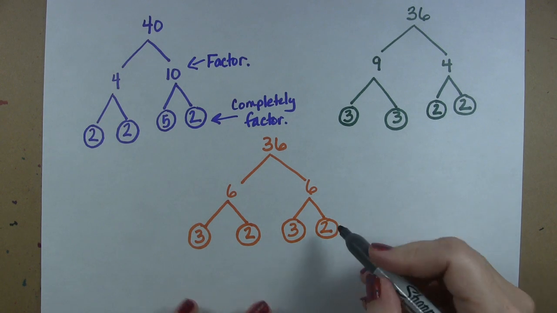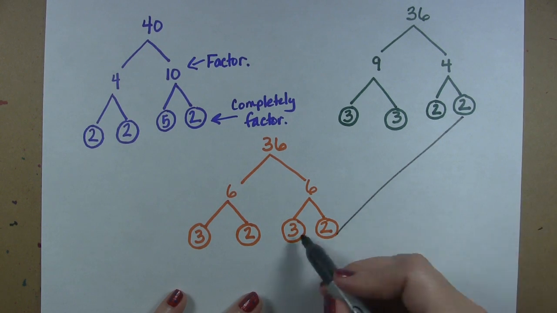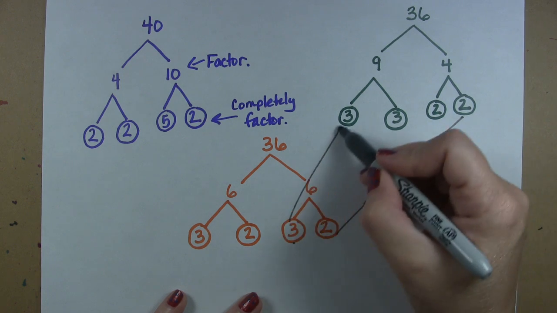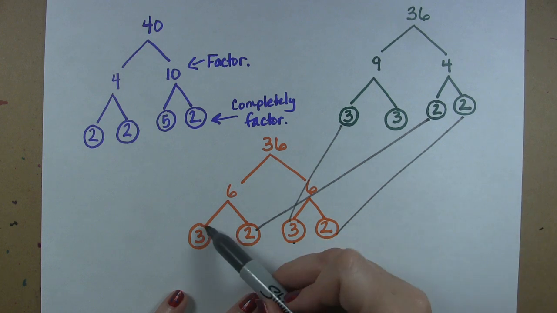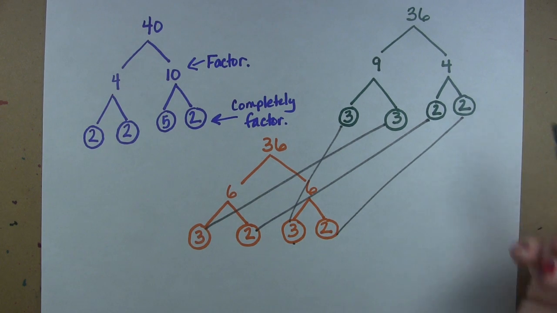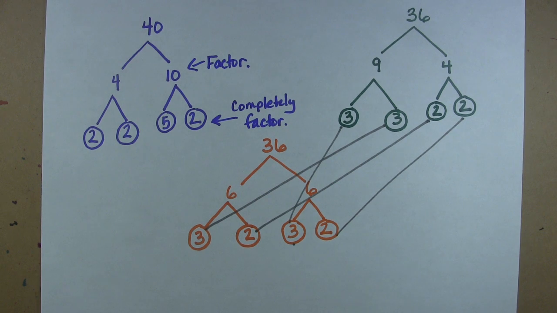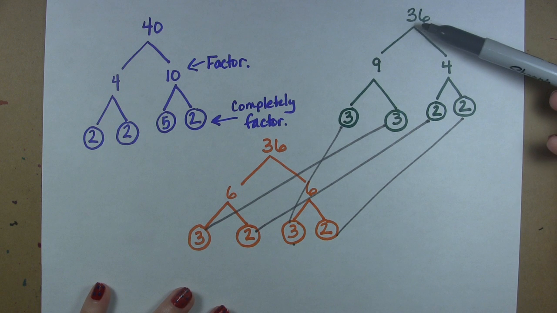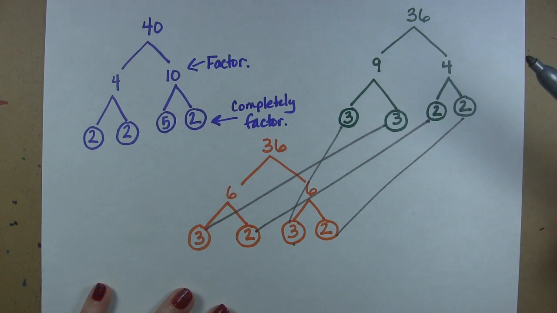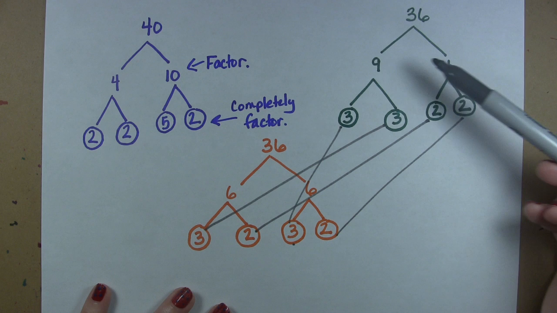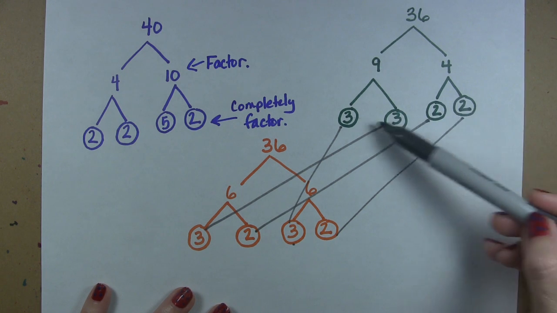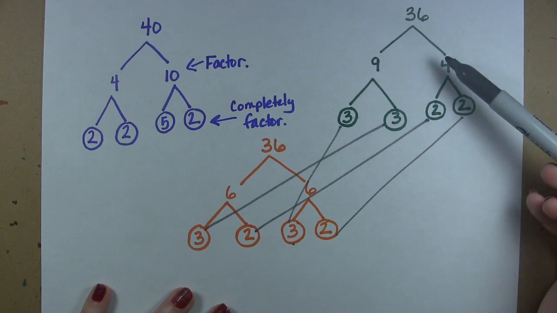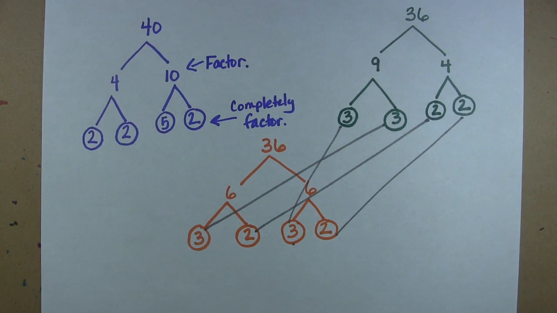This 2 can go to that 2. This 3 can go to that 3. This 2 can go to that 2. And this 3 can go to that 3. So these are the same numbers, they're just in a different order. And that's one of the cool things about factoring, is that as long as you don't make any multiplication error, once you start, your completely factored numbers are going to be the same no matter which steps you took to get there.